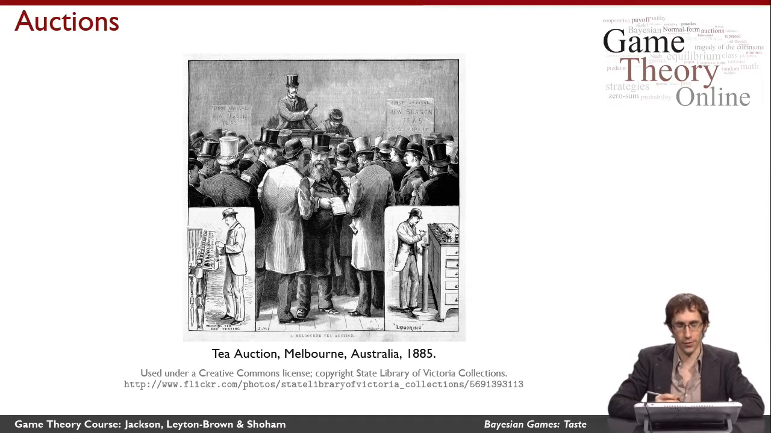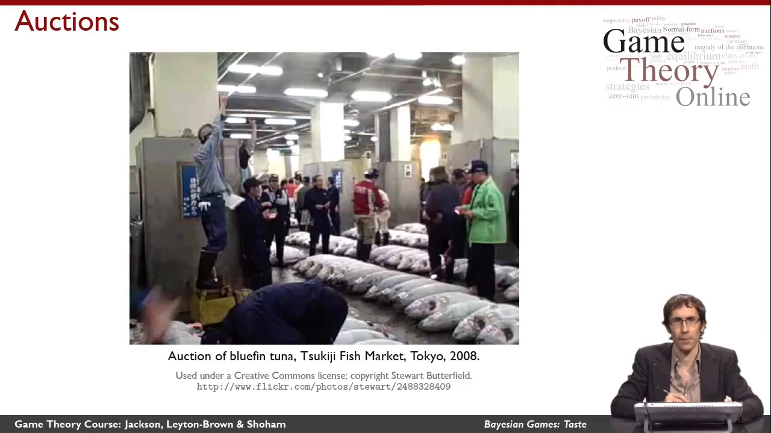Now, canonically, when we think about auctions, we think about something like this woodcutting from 1885 showing the auction of tea in Melbourne, Australia. We've got a guy in a top hat standing at the front of the room, and he's got a gavel in his hand, and he's probably talking in a funny voice, and at some point he bangs the gavel, and somebody just won a bunch of tea. But auctions are a really practical thing. They really are quite important in the world, and they're used for a lot of different things.